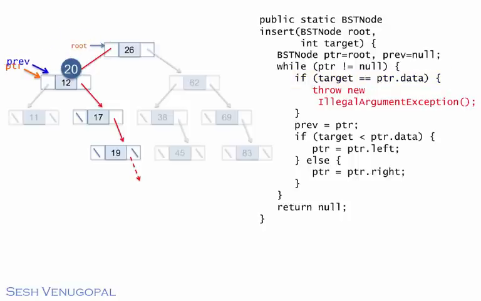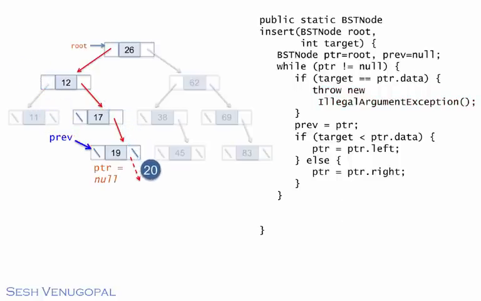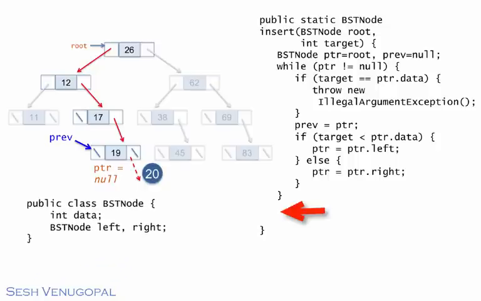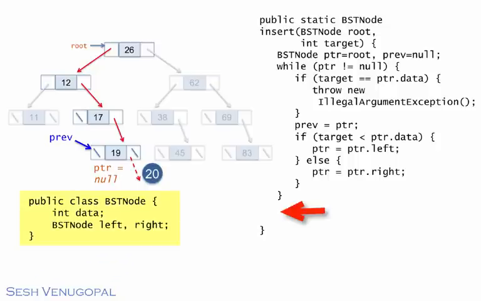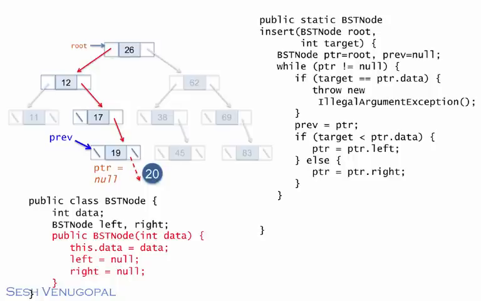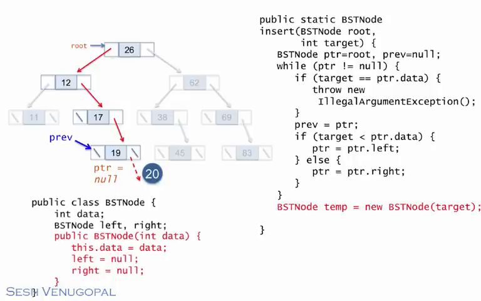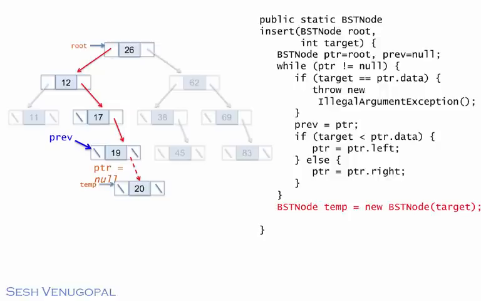So now when we drop out of the while loop with PTR driven to null, we have safely held on to the last node via prev. At this point, the first thing to do is to create a new BST node with target as its data. In the part one search video, we worked with this bare minimum BST node definition. Now we will add a constructor that will accept a data value and set left and right pointers to null. And we can use this constructor to create our new node.